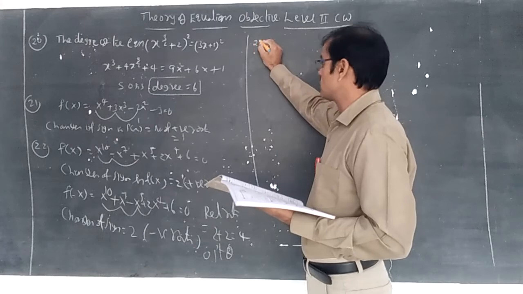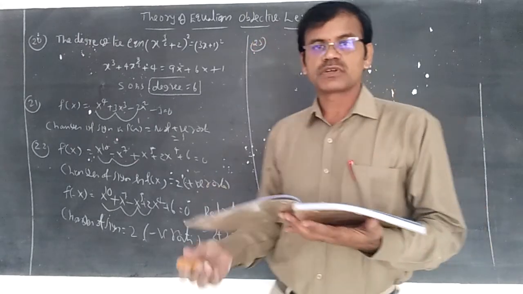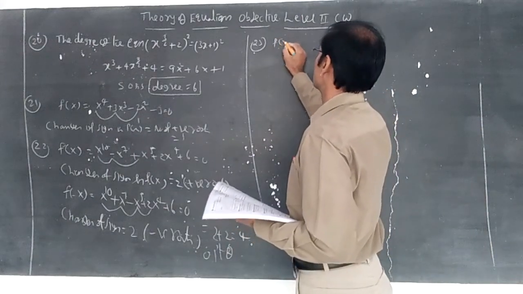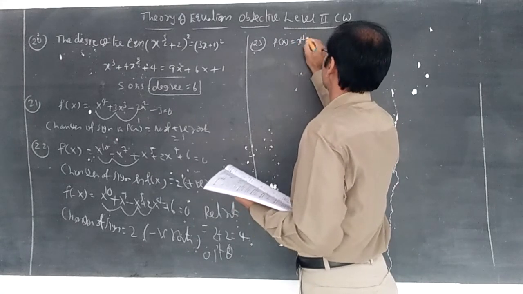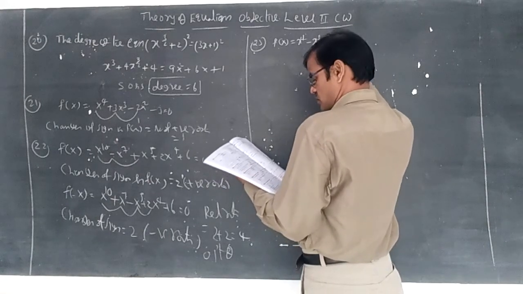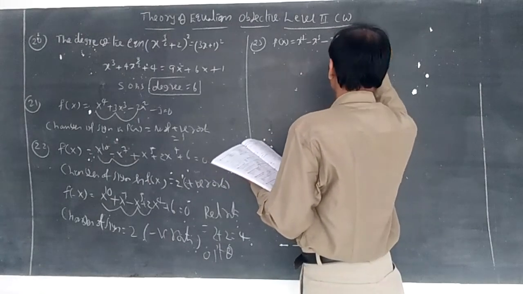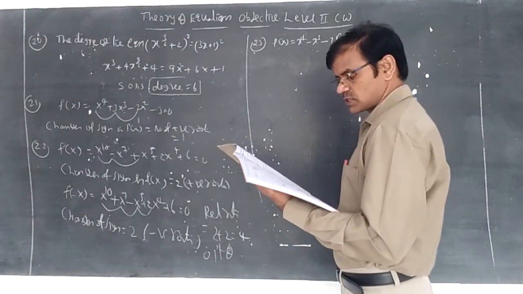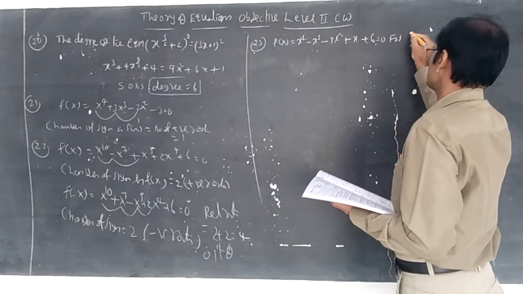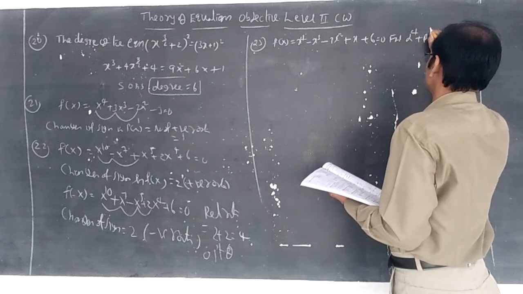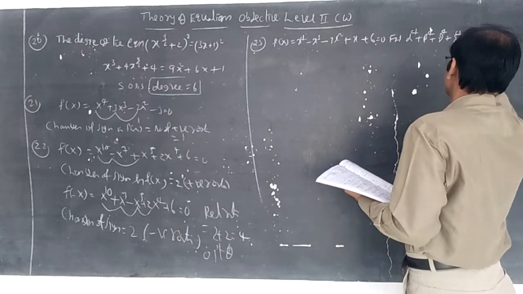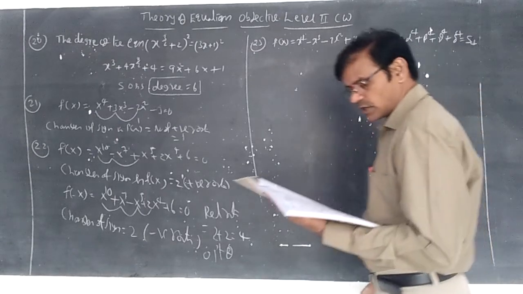Now let us discuss the 23rd question. It depends upon the Newton formulae. Newton formulae: if alpha, beta, gamma, delta are the roots. Take f of x is equal to x power 4 minus x cube minus 7x squared plus x plus 6 equal to 0. Find alpha power 4 plus beta power 4 plus gamma power 4 plus delta power 4. That is the notation of S4 according to Newton's theorem.